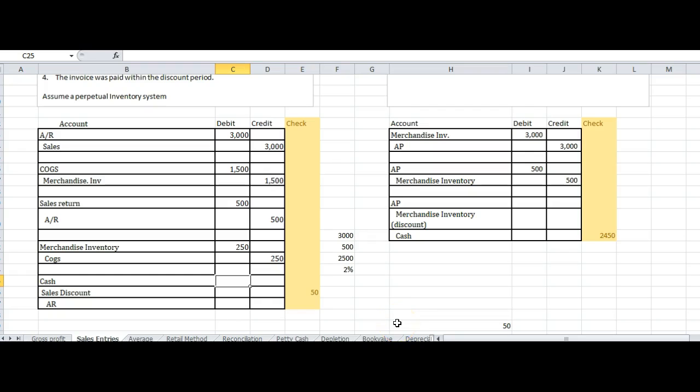Now, if you're really on top of this, this is the purchase side. And if you come over here and check this cash figure, whatever they paid is what these folks received. So here is the discount that comes out, and their accounts payable should match the accounts receivable. So play with that a bit.